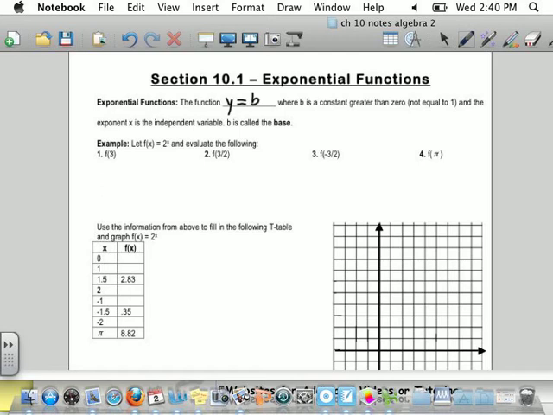So let's say we have f of x equals 2 to the x. So that's our exponential function. We're going to evaluate the following. So f of x squared.